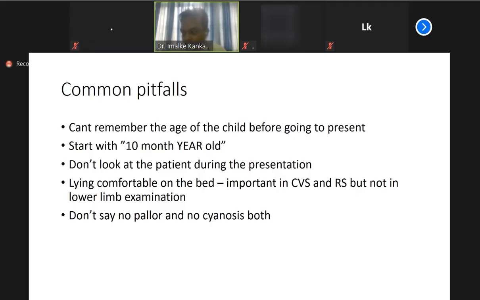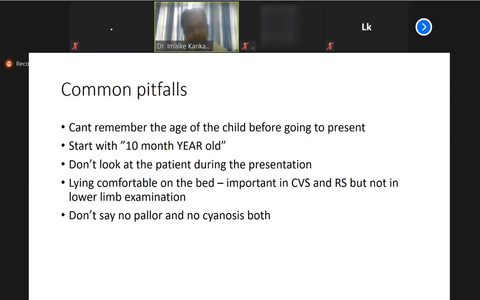In other centers abroad, they start with, I examined this 10-year-old so and so. And you all start with 10-month-year-old. That's also frequently encountered, and at least 50% of you will tell the age like that, 10-month-year. So be conscious: 10 months old or 10-year-old, that's it.